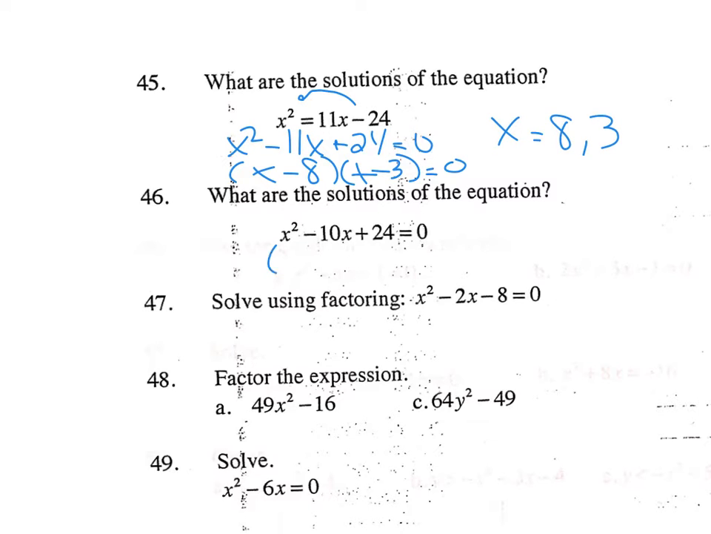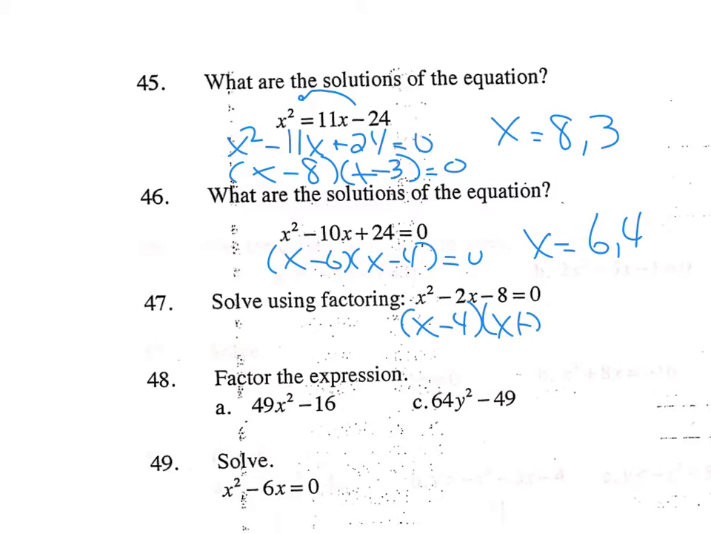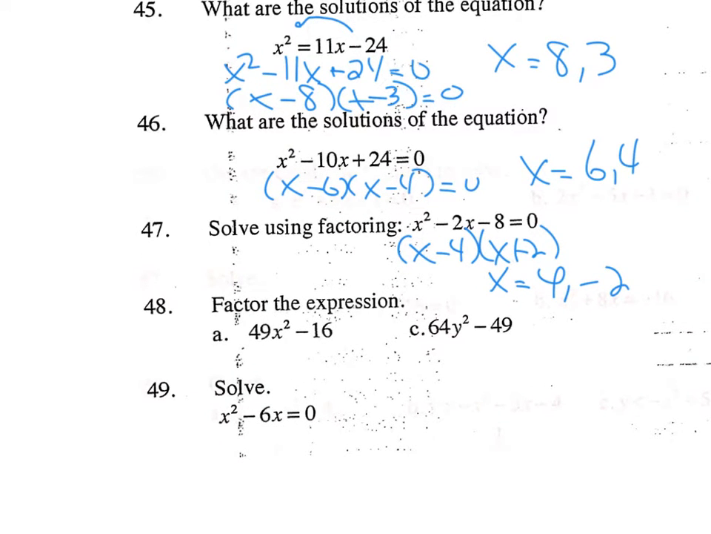46, same way, except it's already set up for you. I need factors of 24 that add up to be 10, which are minus 6, minus 4. So my two solutions would be 6 and 4. Solve using factoring. Again, factors of negative 8 that have a difference of 2: x minus 4, x plus 2. So x is 4 and negative 2. Keep going, more factoring. These are pretty quick.